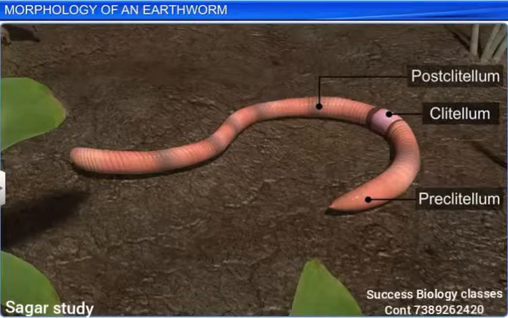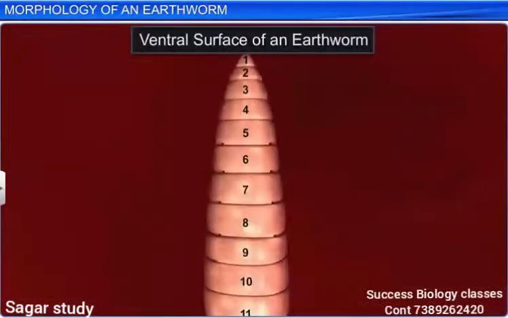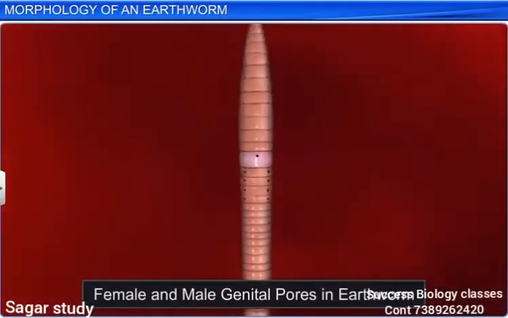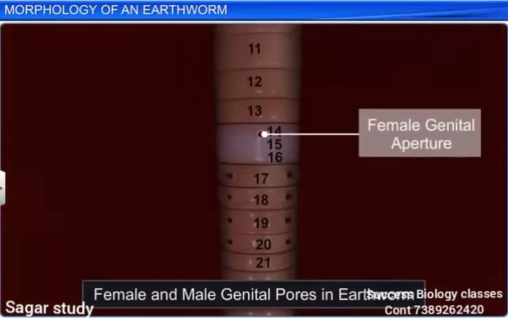The 5th to the 9th segments of the body have 4 pairs of spermathecal apertures in the ventrolateral sides of the intersegmental grooves. The 14th segment has a single female genital pore, while the 18th segment bears a pair of male genital pores.